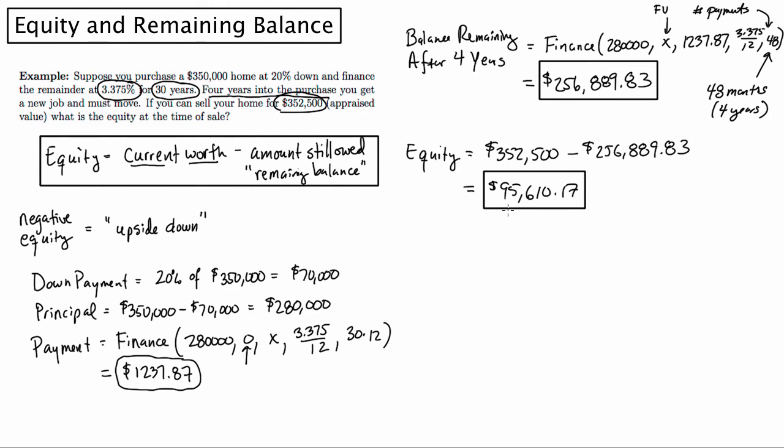But this is just an example of how to calculate both the equity and the balance remaining after 4 years, where the balance remaining is essentially the future value of the loan with the payments that you're using for however long of a period of time you're interested in.